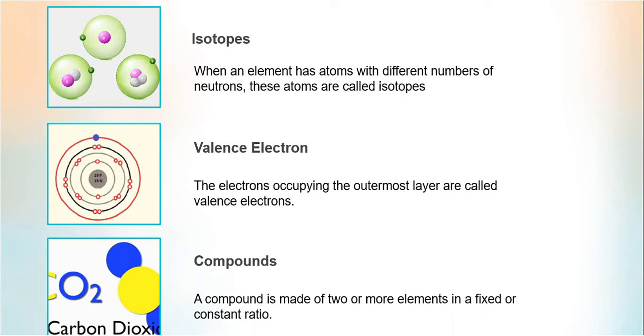Compound. A compound is made of two or more elements in a fixed constant ratio. So, yung compound, alam natin kung may element. What if I have a carbon and an oxygen? A carbon is one element. An oxygen is one element.